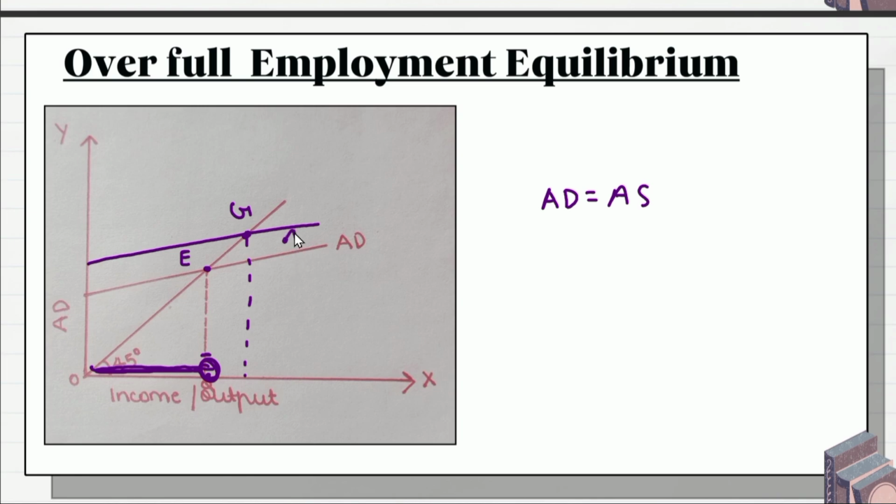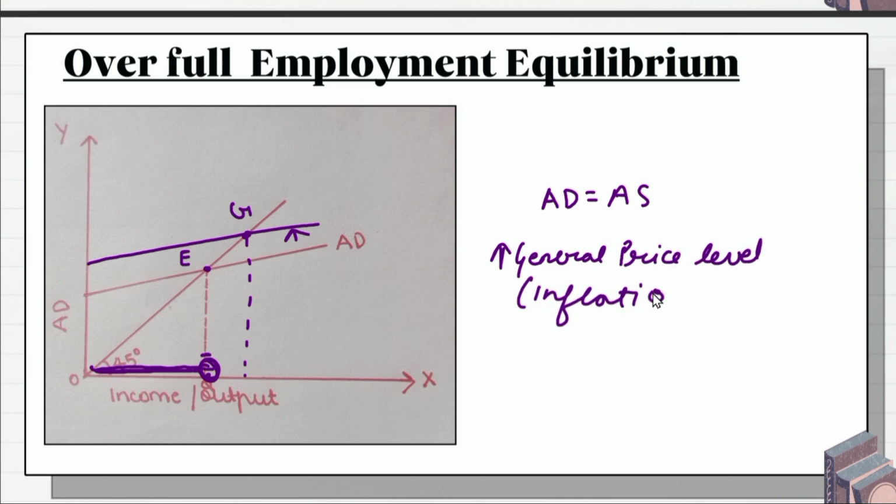However, if AD is increasing beyond full employment output, this will lead to increase in the general price level. The price level would increase, which means that there would be a situation of inflation in the economy, but there would be no change in real output. So there will be no real increase in output.